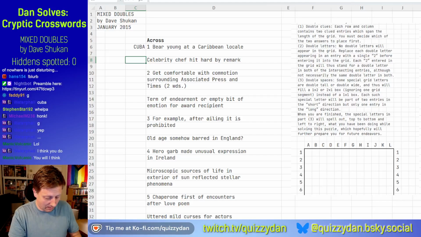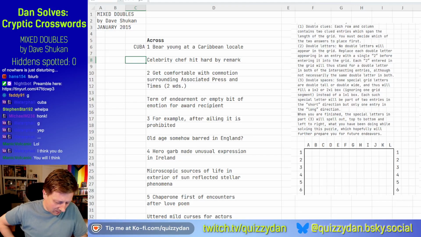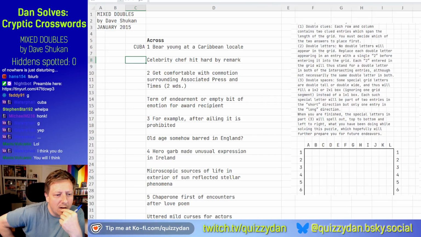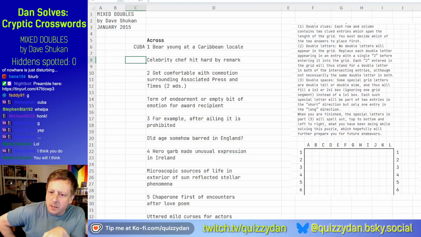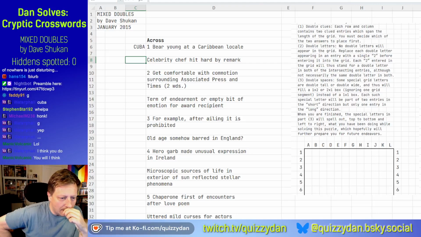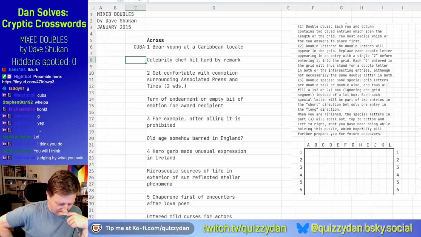Remark and by. You think... Oh, okay. Oh, but where? Okay, I do know this celebrity chef. But I'm confused. Double letters. No double letters will appear in the grid. Replace each double letter appearing in an entry with a single 2 before entering it into the grid. But I'm missing a letter. Oh, no, I'm not. No, it's not who I thought it was. Mark... So I thought it was Mary Berry, but of course there's no K in that.